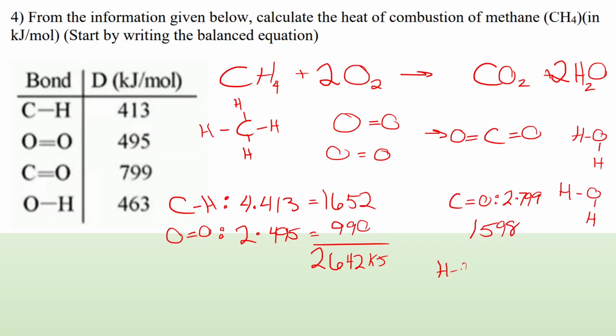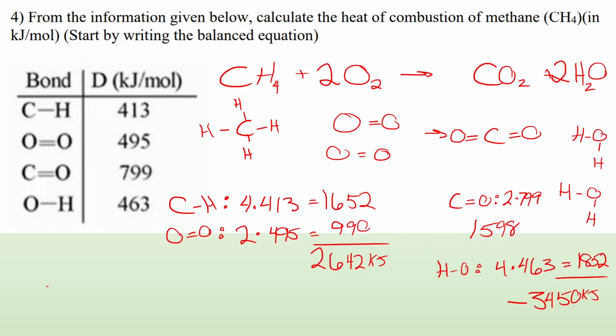Now the H-O bonds, well, there's 4 of them total because there's 2 in each water molecule, and each of them is 463 kilojoules. So when I do that math, I get 1,852 kilojoules being released when those bonds are made. And when I add those together, I get a total of 3,450 kilojoules of energy being released.